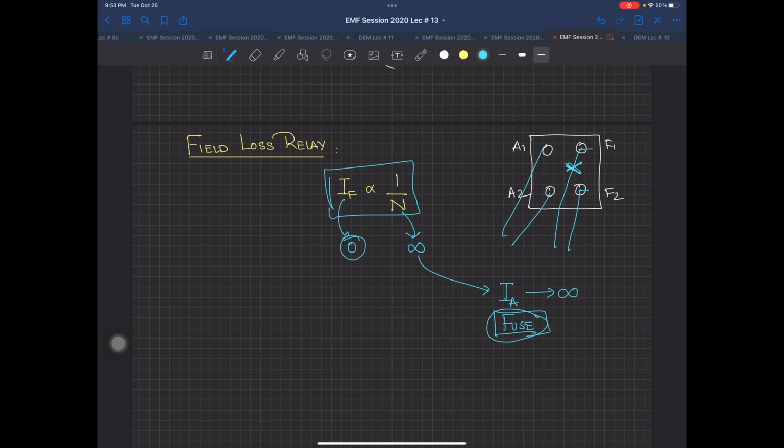Now, this is a very big problem. So what happens? Here comes a very important relay, a field loss relay. As the name suggests, you are going to put this relay inside the circuit of your DC shunt machine, so that whenever the field loss relay detects that your field current becomes equal to zero, it is going to make the supply turn off.